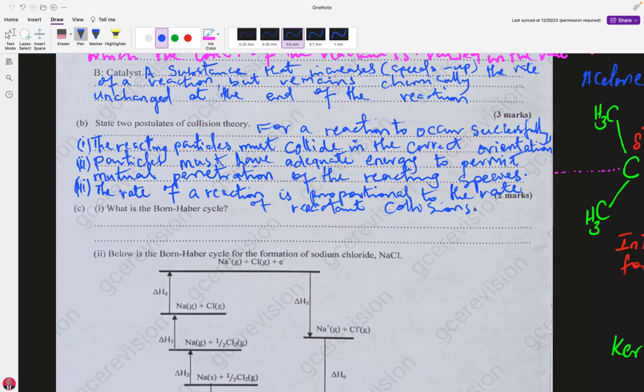Okay, let's go to part C. What is the Born-Haber cycle? By now you should know the Born-Haber cycle because you have been writing it. You must have been doing a lot of calculation on it. So what is a Born-Haber cycle? A Born-Haber cycle, like the one you see below here, is a particular type of enthalpy cycle used to calculate the lattice energy. The main aim here is just to look for lattice energy.